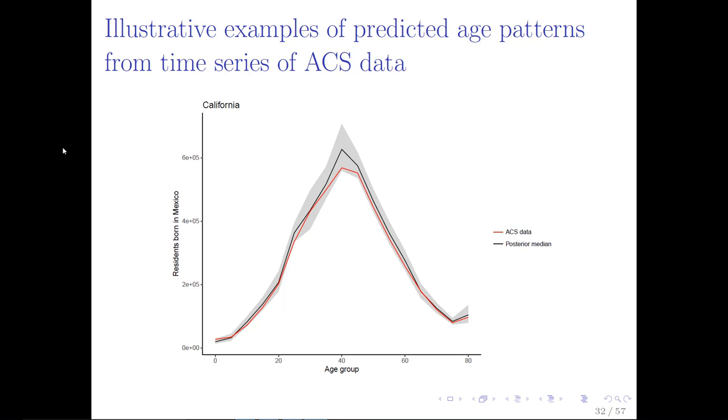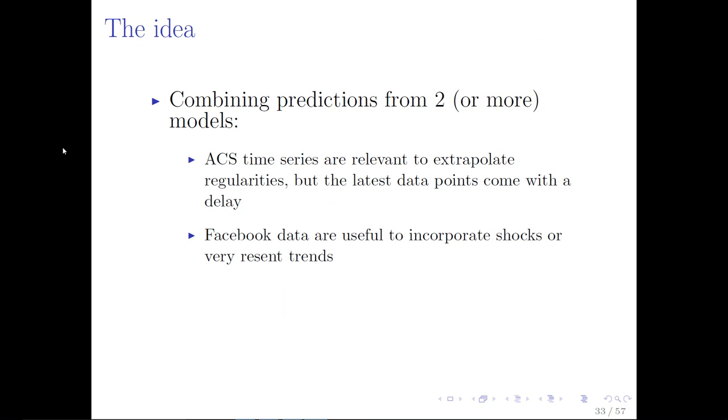The American Community Survey data for 2015 is the red line. We use data up until 2014 from the American Community Survey to make a prediction for 2015. And we have a prediction from the American Community Survey data only. So the general idea here is that we have two different types of models, and perhaps we can have more models. We can combine predictions from these two different models, given that they're not completely orthogonal, but they may pick up different things.